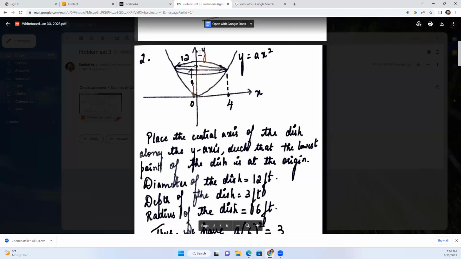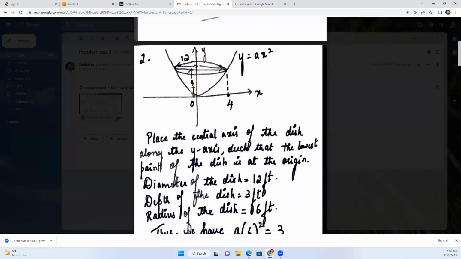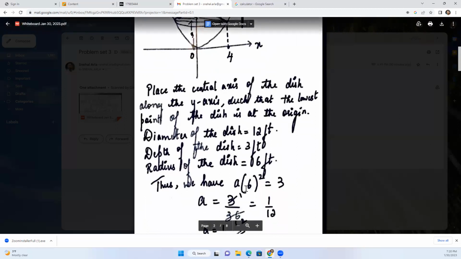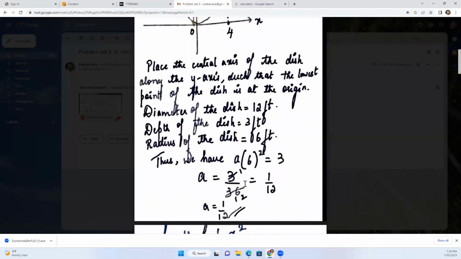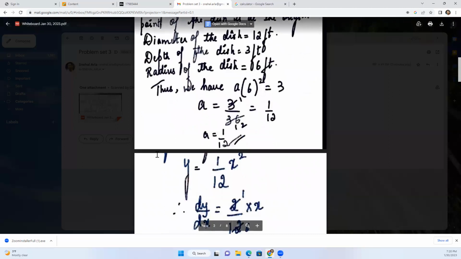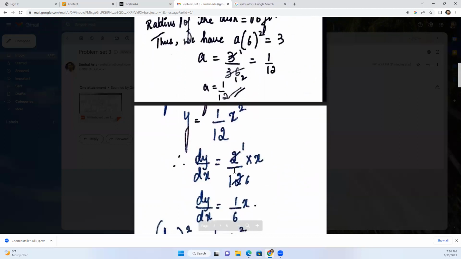The diameter of the dish is 12, and the depth of the dish is 3 feet. The radius is 6. So as you see, we have a times 6 squared equals 3, so a is 3 over 36, which is 1 over 12. Now the equation of the curve becomes y equals 1/12 x squared.